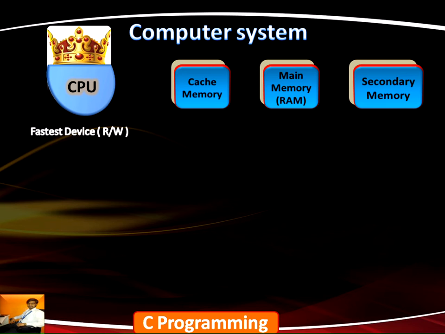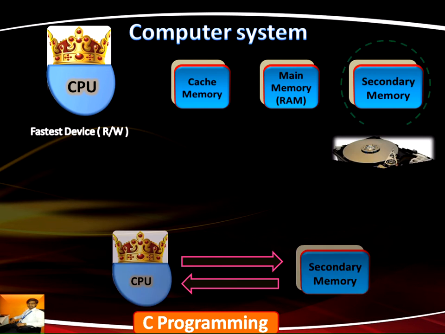The CPU is the king of the entire computer system in the consideration of speeds. It is the fastest device, which has the best read and write speeds. It can read instructions from any unit and write instructions to any unit at a much faster rate than any other device in the computer system. Let us compare the speeds of the CPU with these storage devices.